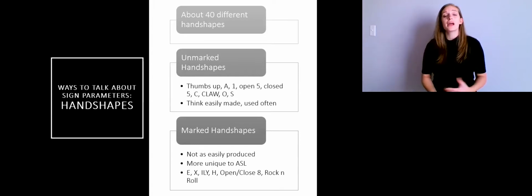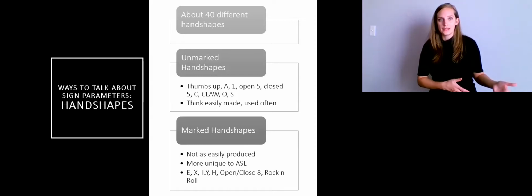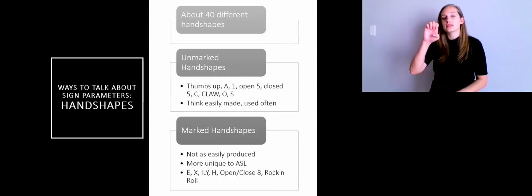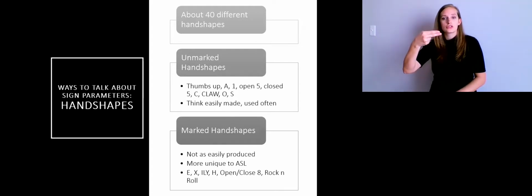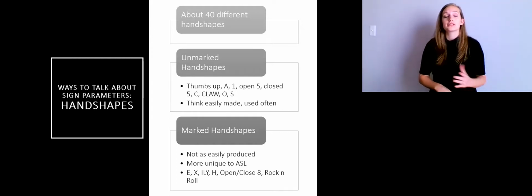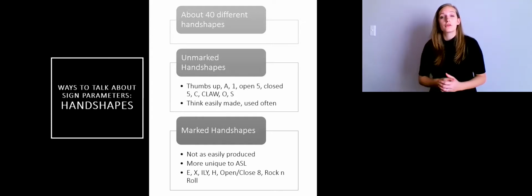Then we have marked handshapes. These are more unique to ASL and they're a little bit more complex to produce. So we're not going to just use these in the hearing community for gestures or anything like that. They're not going to be as easily recognizable. They are more unique to ASL. And those handshapes include the E, X, that I love you hand, H, 8 or an open 8, and the rock and roll hand.